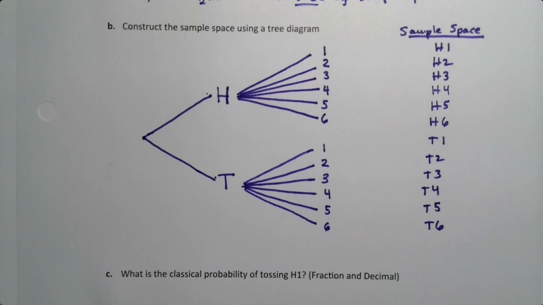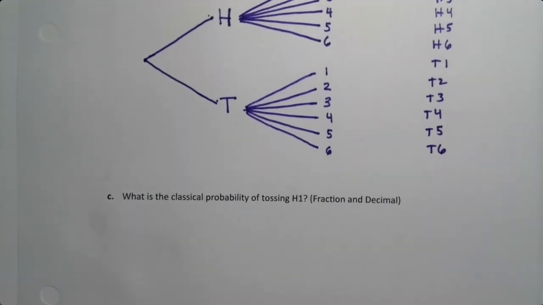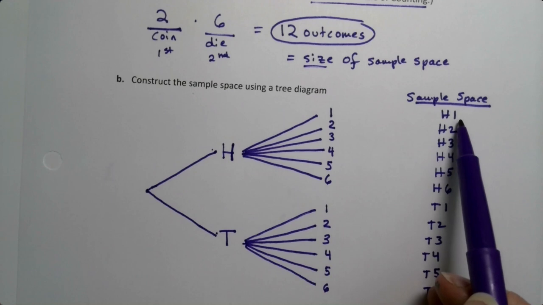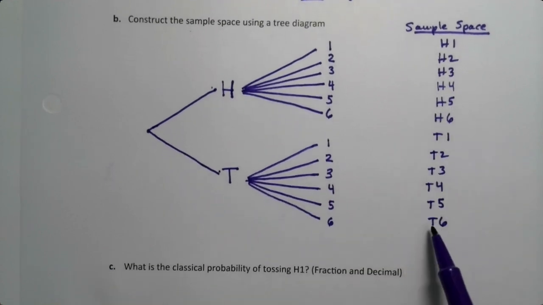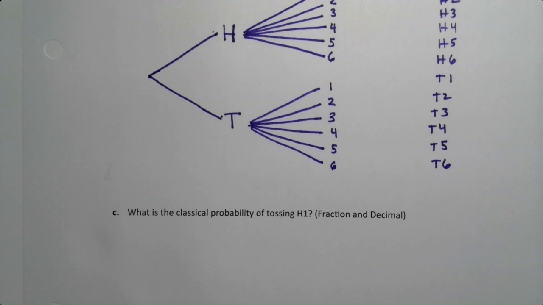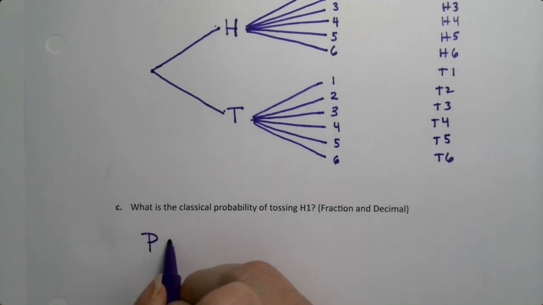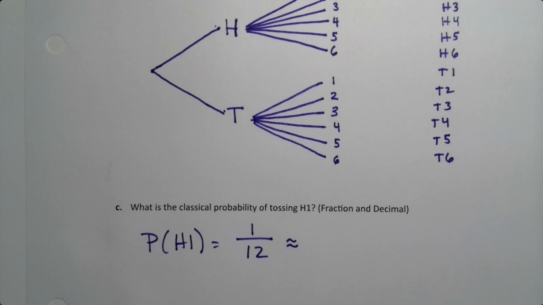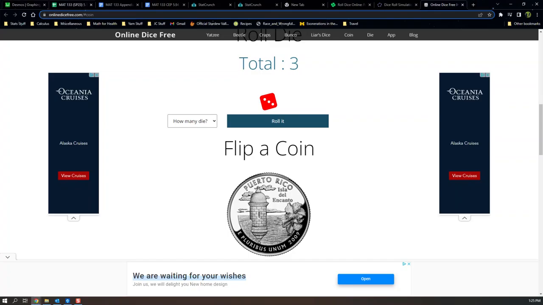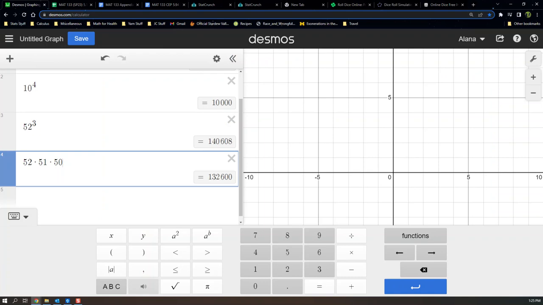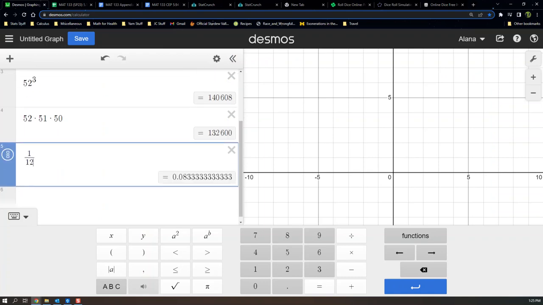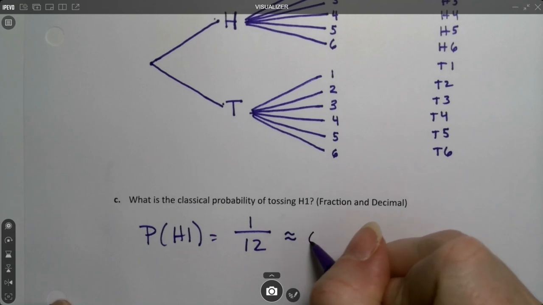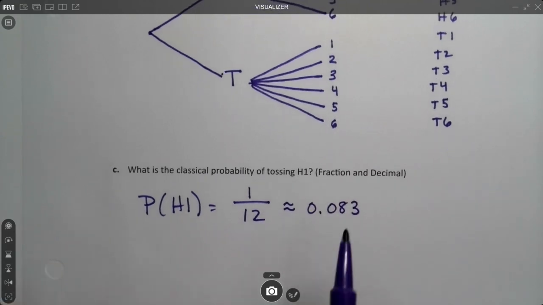That's our sample space. Now the classical probability of tossing H1, right, heads 1, is 1 outcome out of the 12 outcomes here. So the probability of H1 is 1 out of 12, which would be, let me grab Desmos. All right, 1 out of 12. 0.083 repeating. Since I'm rounding, I'm going to do an approximation sign because I've rounded it to 3 decimal places like that.